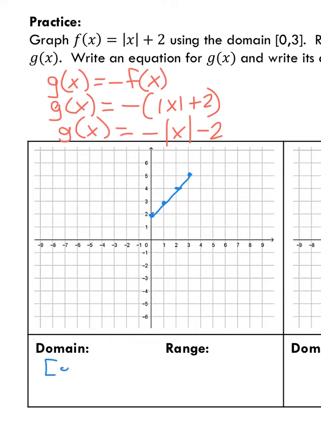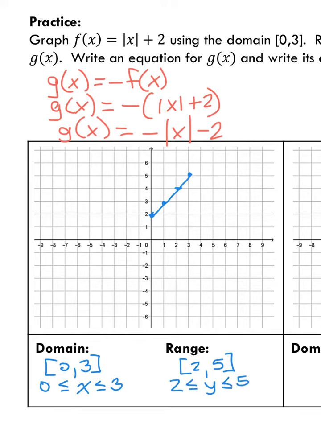So I'm going to write that. And my resulting range here, I've got a minimum of 2 and a maximum of 5. And we could touch both sides, and so we're going to write that with brackets. So again, x is less than or equal to 3 and greater than or equal to 0. And y is less than or equal to 5 and greater than or equal to 2. And we probably should mark this.